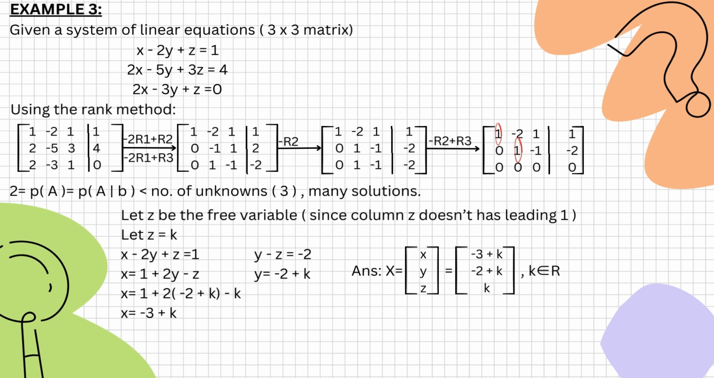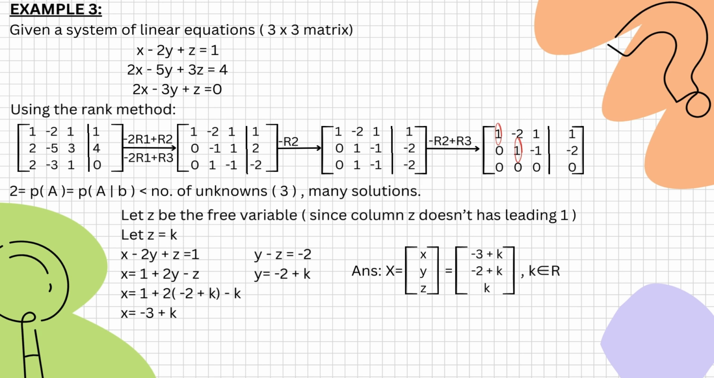By using the rank method, reduce the augmented matrix to reduced row echelon form by elementary row operations and get a new matrix. Therefore, we can obtain that rank A equals 2 and equals rank AB, but it is less than the number of unknowns, which is 3. So, we can say that it has many solutions.